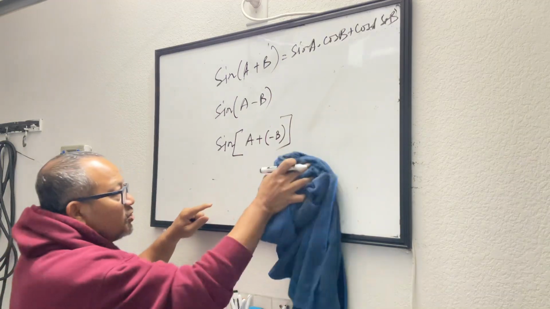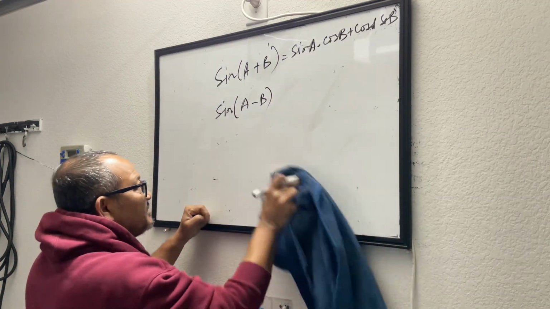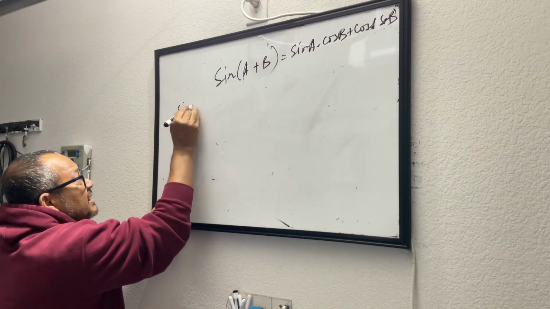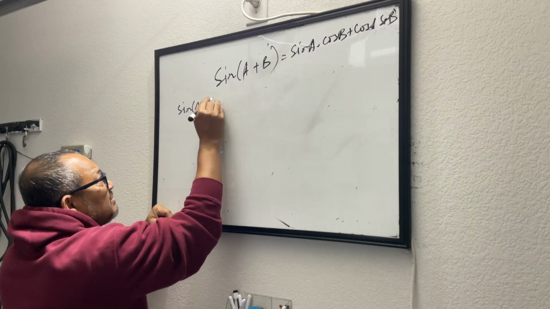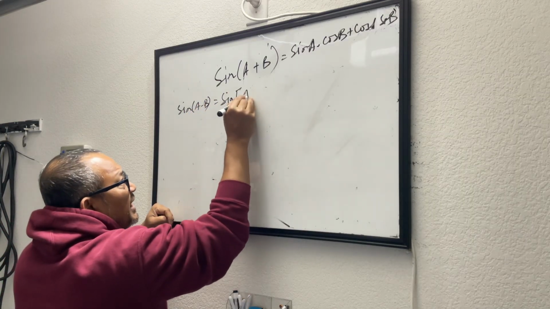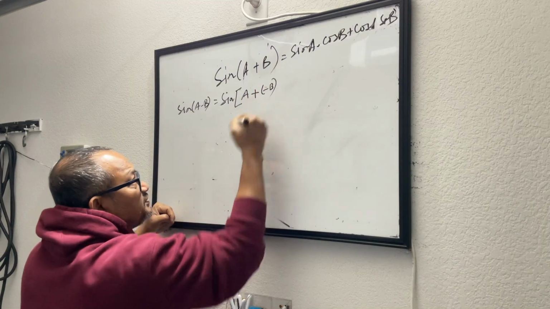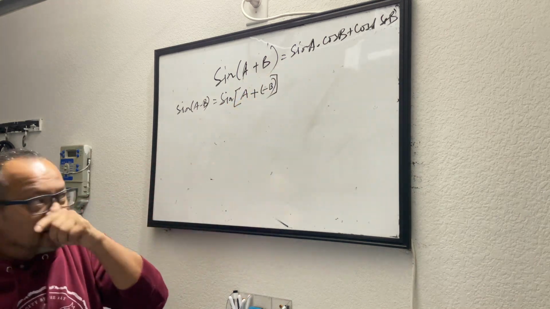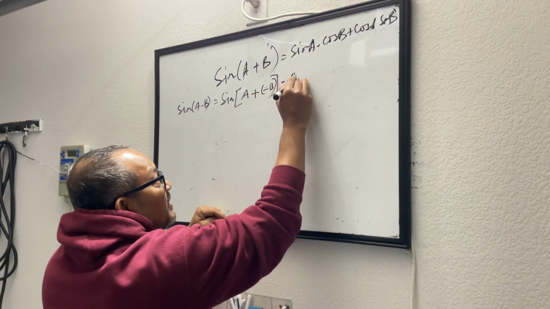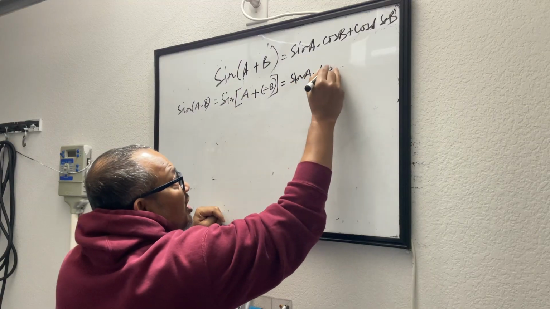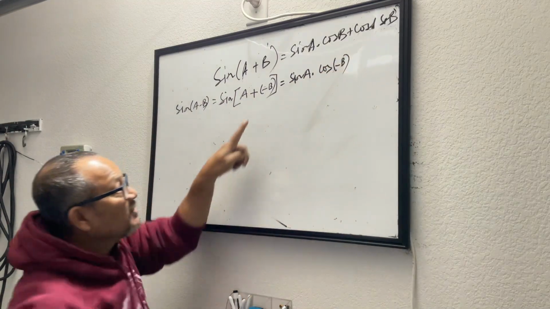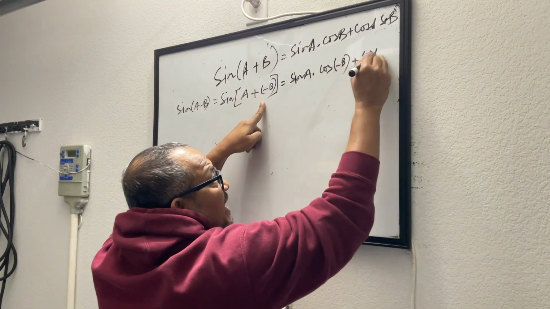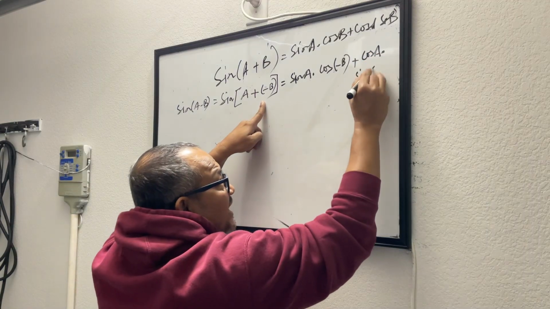So, let me create some space here. Sine of A minus B is nothing but sine of A plus minus B. Okay? I'm adding two angles. So I'll use the same formula. And that becomes sine of the first angle times cos of the second angle, which is minus B, plus cos of the first angle times sine of the second angle, which is minus B.